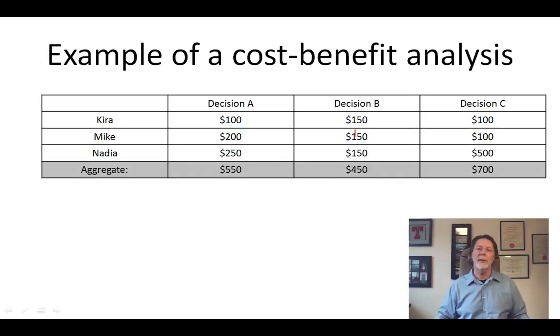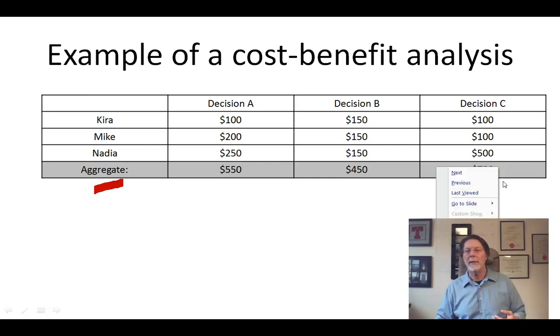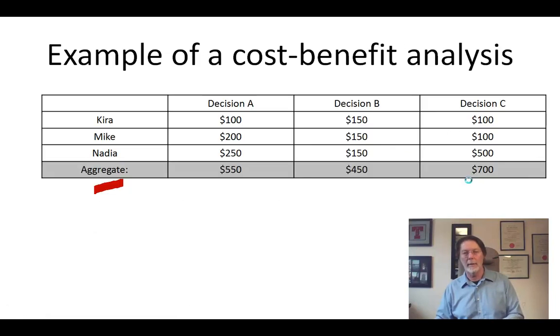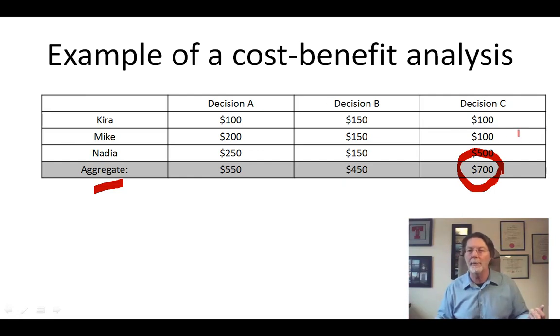Here's an example of a cost-benefit analysis. We've got three decisions, A, B, and C, and the cost-benefit analysis input to our decision process is to measure the costs or benefits, let's say net benefits for people, and add them up, aggregate them. And then you get these answers: 550 for A, 450 for B, 700 for C. Now the factual point of view is that decision C has the highest aggregate utility measured in financial terms.